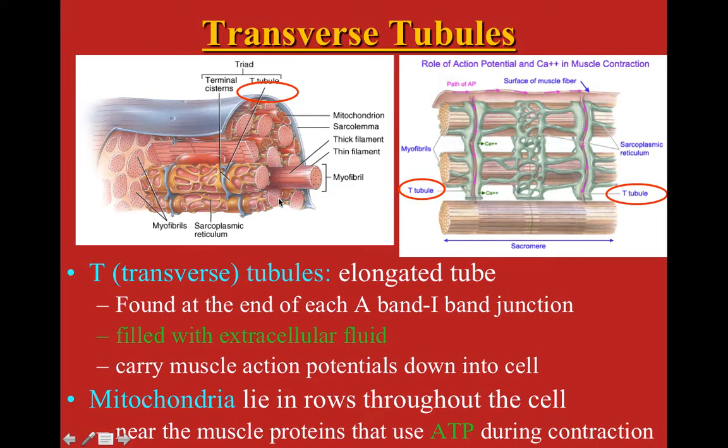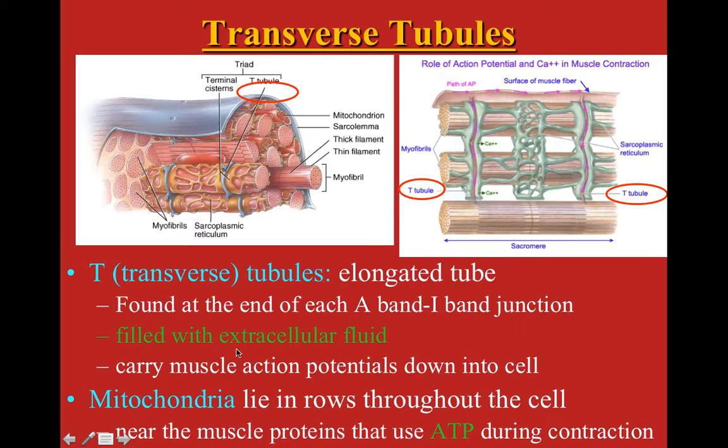Now, we've got these little things called transverse tubules. Transverse, if you remember, goes across, okay? So this is going to be going across the different muscle fibers, okay? T-tubules or transverse tubules are the elongated tube, and they're found at the end of each A-band, I-band junction, all right? So we need to talk about A-band, I-band junctions as well.